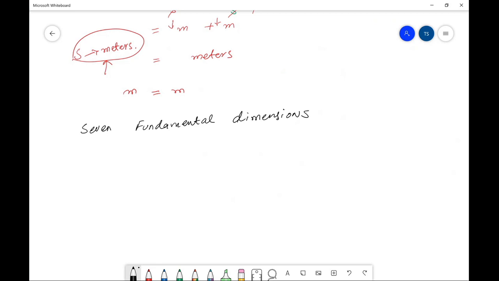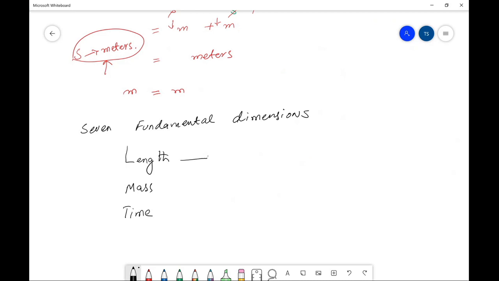Based on which we try to derive the rest of the dimensions, just similar to how your derived units work in line with your fundamental units or your base units. Okay, however, out of them 7, the most important ones are length, mass, and time, which we will discuss in this particular course.